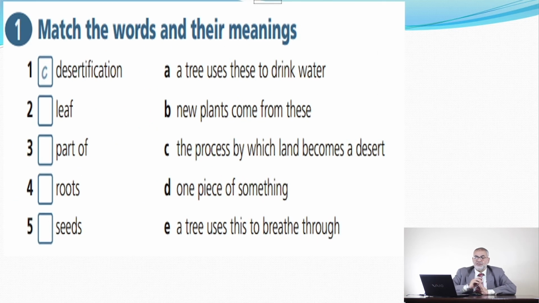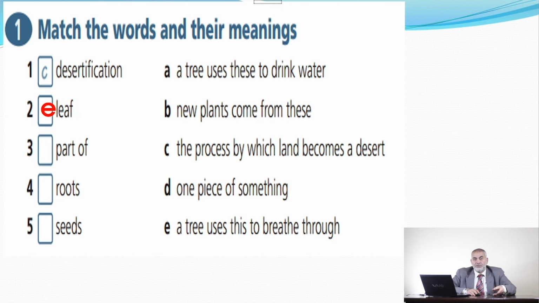Workbook. Match the words and their meanings. Number 1, desertification. C. The meaning in C says the process by which land becomes a desert. For example. Number 2, leaf. The definition is in letter E. What does letter E say? A tree uses this to breathe through.